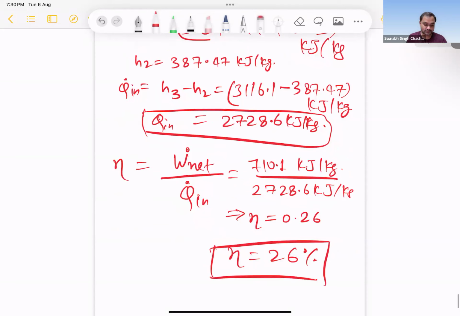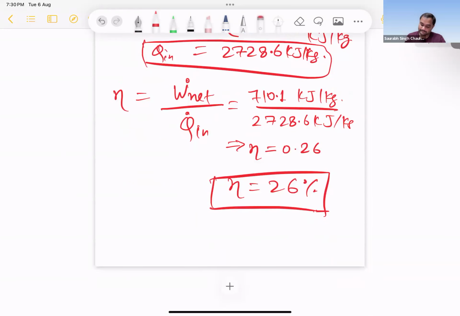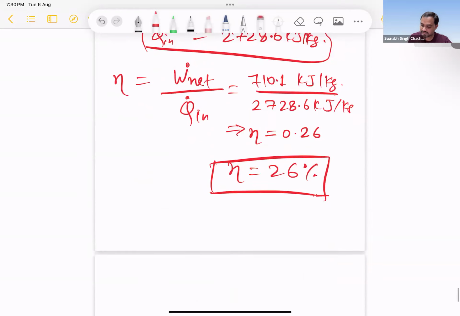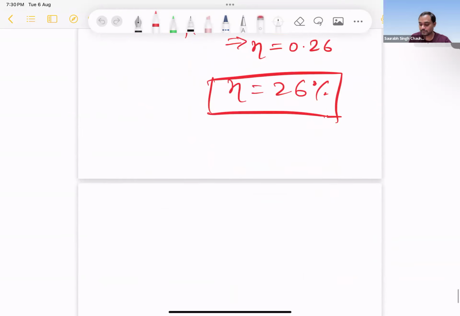So you can see it is very less. And in the question, it was given that it is ideal cycle, but in real, there will be irreversibilities involved. So this efficiency will be even less. It will be less than 26%. Efficiencies are very less. So what do we need to improve the efficiency?